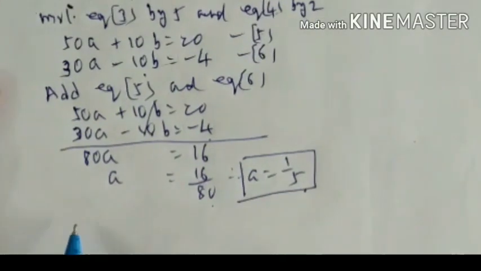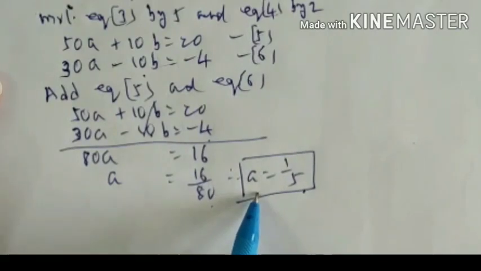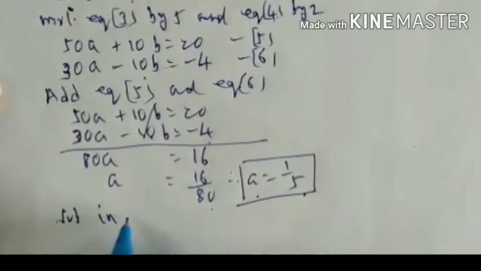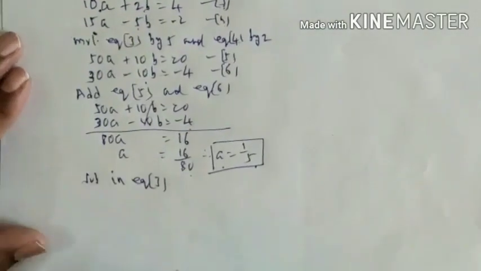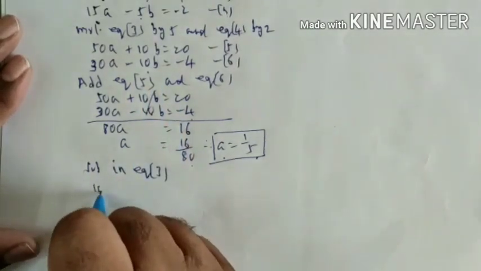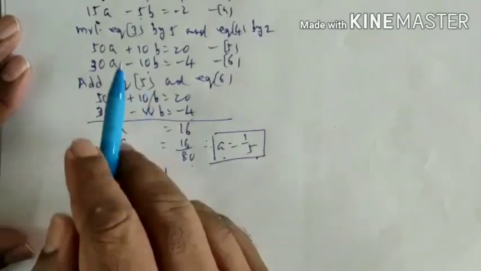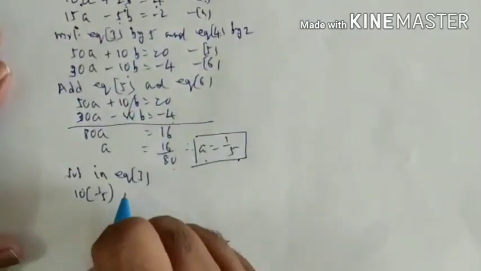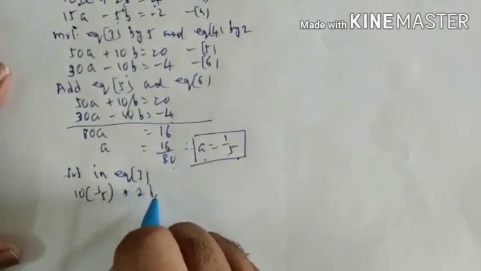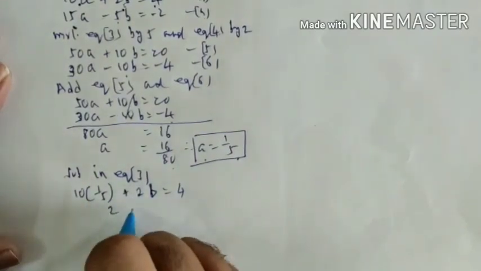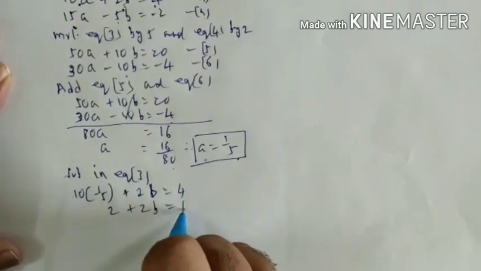Now next step, what we shall do? Substitute A equal to 1 upon 5 in equation 3. What we get? 10A, that is 10 into 1 upon 5, plus 2B. 10A plus 2B is equal to 4. 10 into 1 upon 5 means this will become 2, plus 2B is equal to 4.